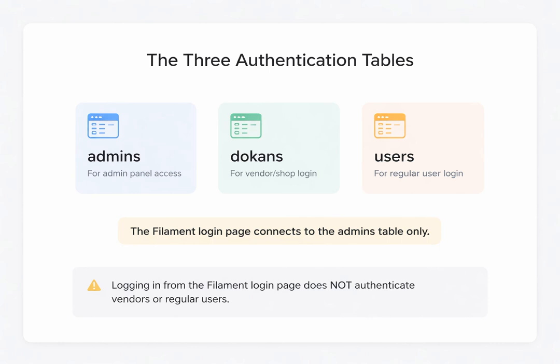Here's a really important architectural point. The application has 3 separate authentication tables, one for admins, one for vendors, and one for regular users. Each table serves a completely different type of user. Now, when the Filament admin panel login page appears, it's specifically tied to the admins table. So if you try to log in from that Filament login page, it will only authenticate someone who exists in the admins table, not a vendor and not a regular user.